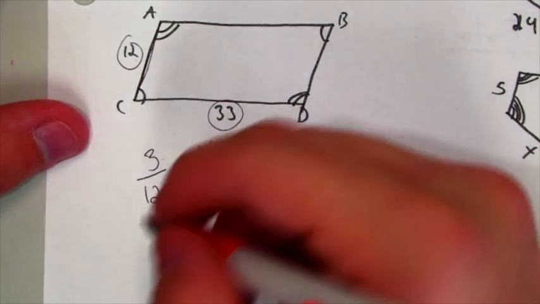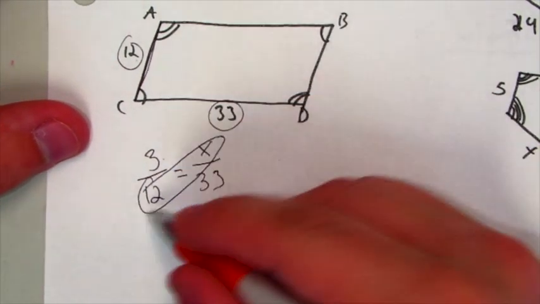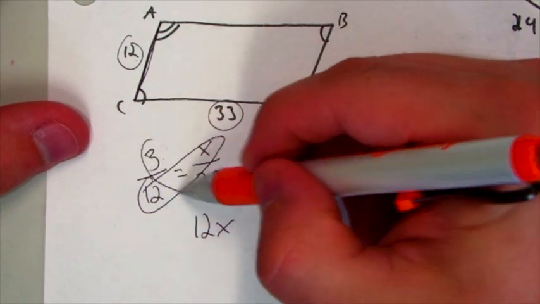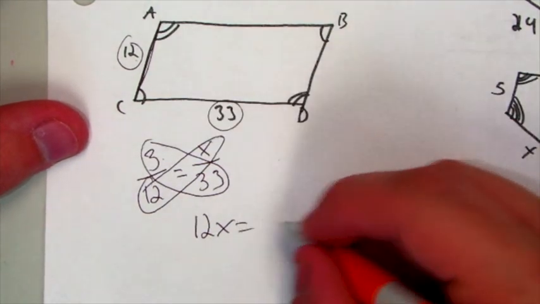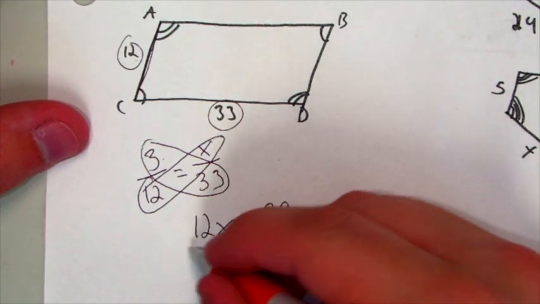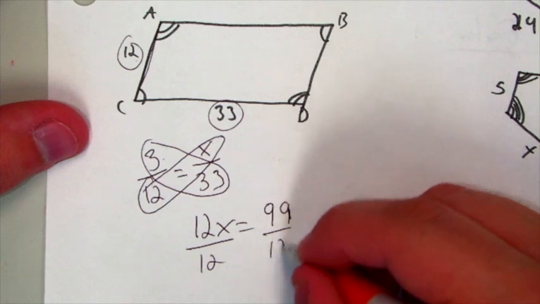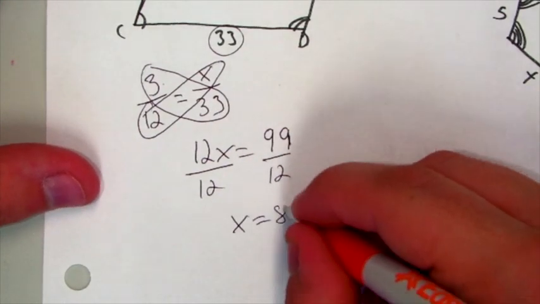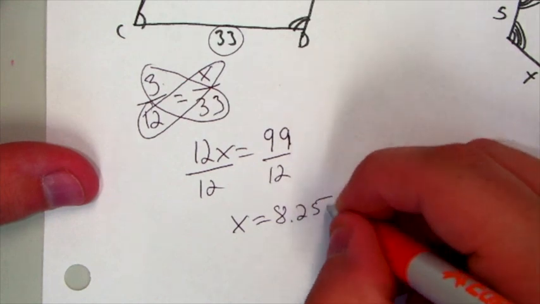Now, when I go ahead and do the cross multiplication, I have 12 times x, which is 12x, and 3 times 33, which is going to give me 99. If I divide both sides by 12, I get x equals 8.25.